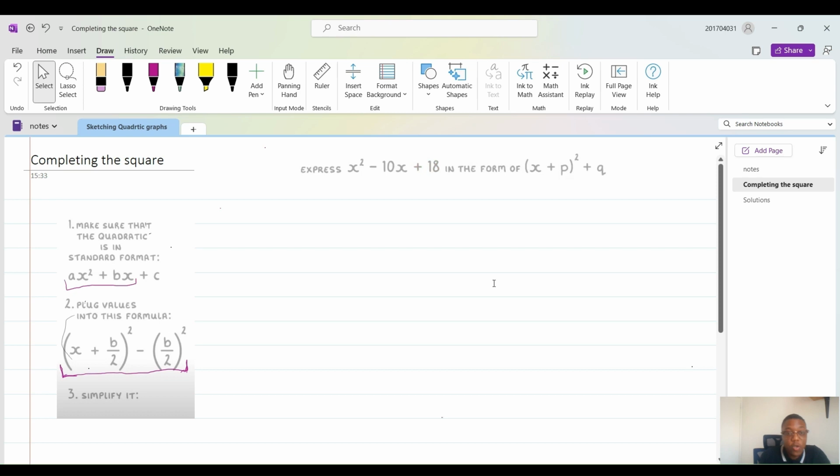Hi, today I'll be showing you how to complete the square. So let's do an example, then I'll show you 3 easy steps that we need to follow to do this question.